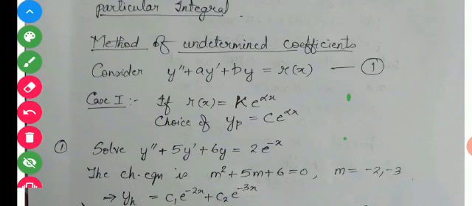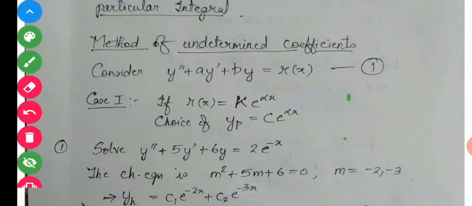It can be a polynomial also. It can be x raised to 4 or x square plus x, etc. Or it can be combinations of these. For example, e raised to 2x into sine x. We will look at how to find yp in such cases. So we will be considering each different case specifically.